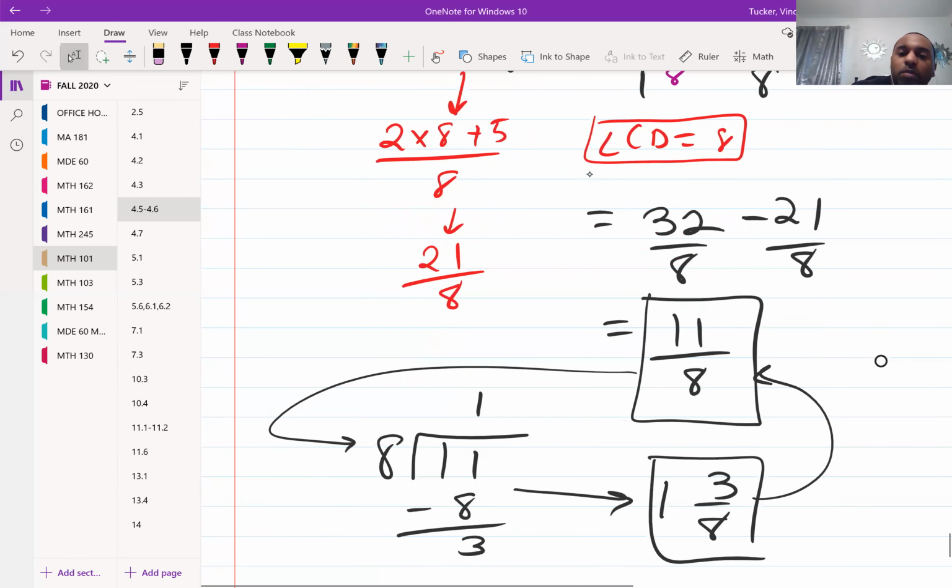All right, so that's the work on that, if you want to convert 11 over 8 to a mixed number.